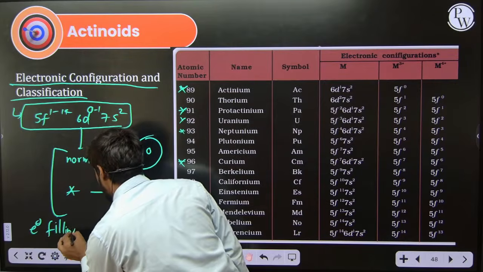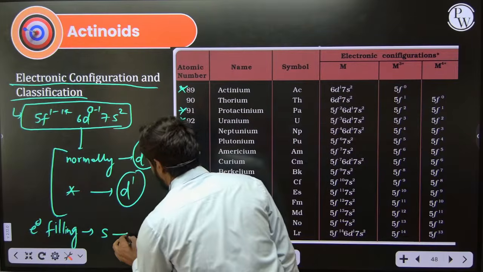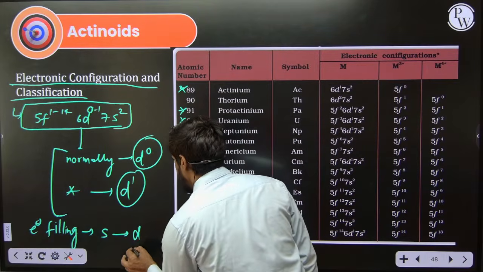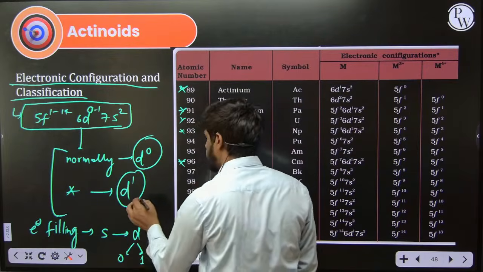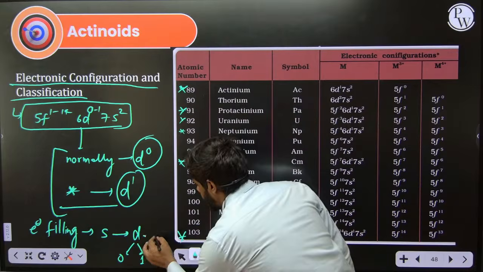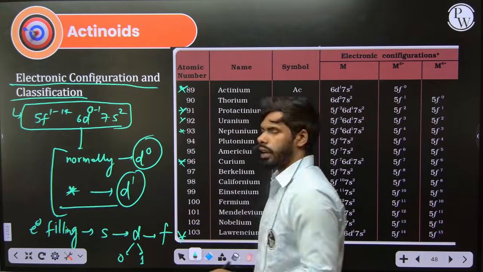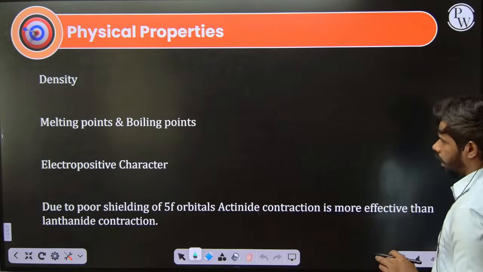We can do the electron filling. First we fill the s orbital. Then we fill the d orbitals depending on 0 or 1. For d1 we have to remember the starred elements, and then we can fill the remaining electrons in the f orbitals. That is the way to write the electronic configuration.